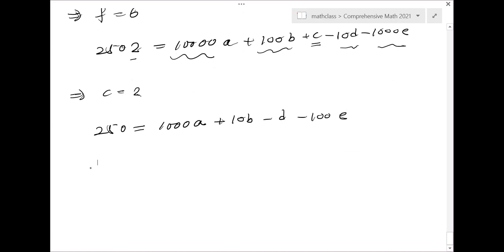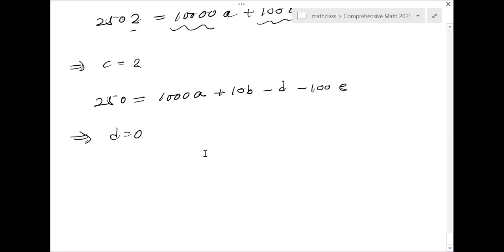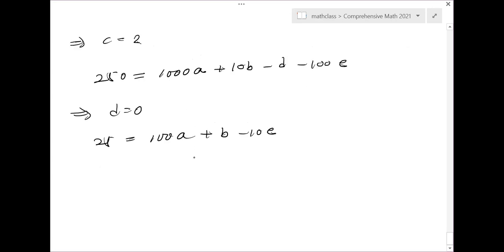So that implies D must be 0 because the left hand side is a multiple of 10, and the right hand side, except for D, is a multiple of 10, so D must be 0. So now D is gone, then divide both sides by 10, right? And now it's clear. You will see from this side that B should be equal to 5, right? Clear, B is 5.